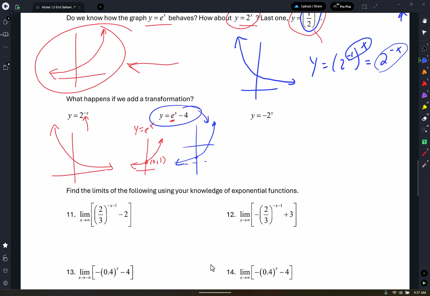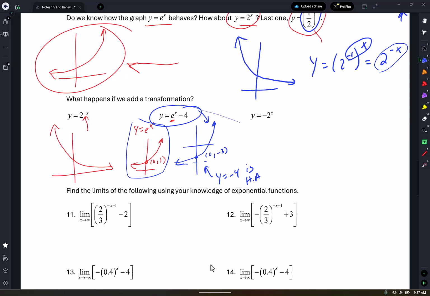Why is it at 0, 1? Because anything raised to the power 0 is 1. So e to the 0 equals 1. Does that make sense? That's for y equals e to the x. And then when you move down 4, that point goes down 4, so that's 0, negative 3, with a horizontal asymptote of y equals negative 4. So let me put that in there so you guys can know. Y equals negative 4 is the horizontal asymptote.